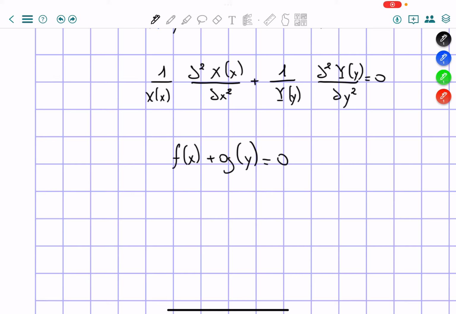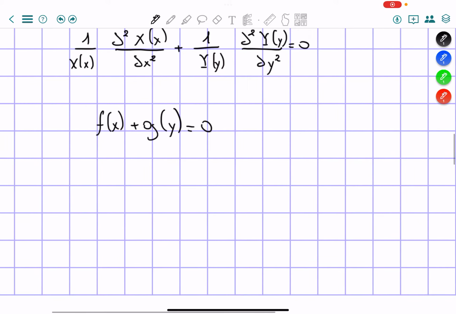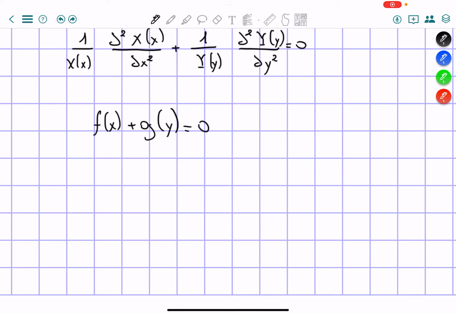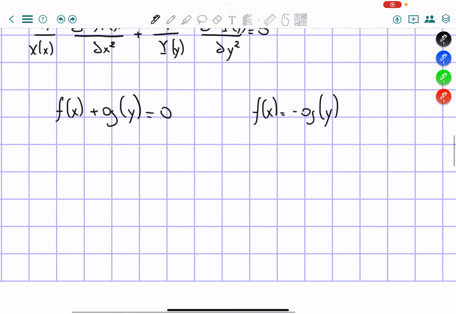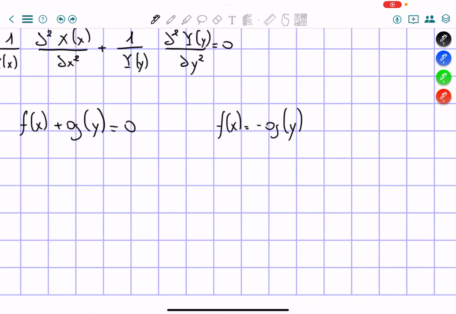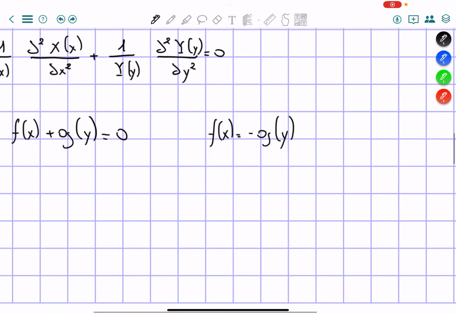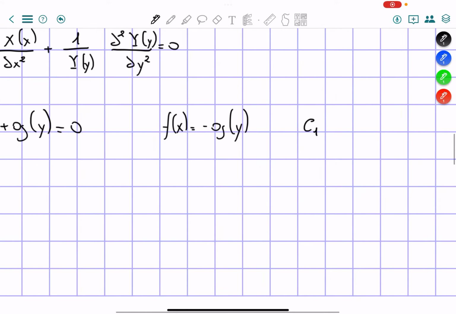Well, in order to solve this, we have to say that these two together have to be equal to 0. Therefore, f of x has to be equal to negative g of y. But as you can see, they're in two different terms. One is x and the other one is y. Therefore, these two things actually have to be constant. So let's call the first constant C1 for f of x, and then the next one will be C2.